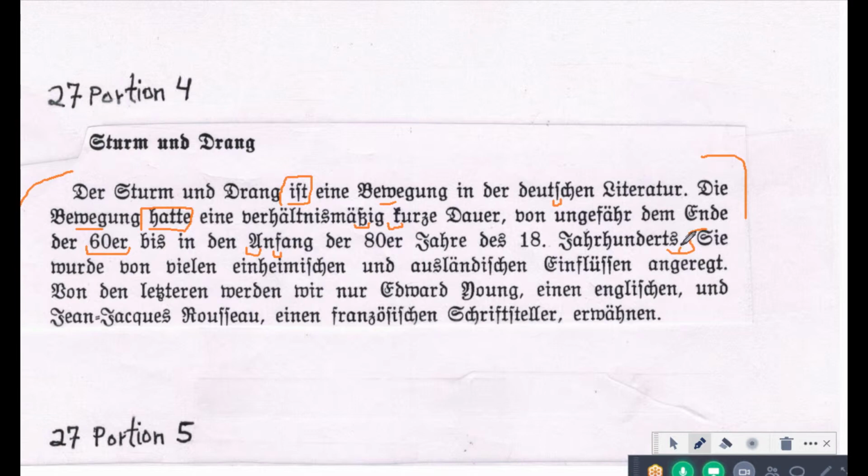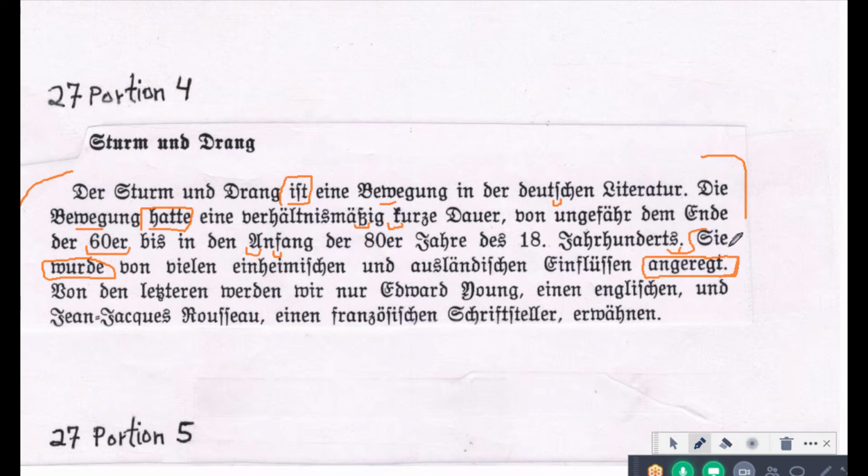Good. Sie wurde von vielen einheimischen und ausländischen Einflüssen angeregt. Where's your verb complex? Okay, this is compound here. It's wurde and angeregt. So anregen means to inspire. Aufregen means to excite. Remember this is a past participle with the GE augment showing the past tense sandwiched between the prefix and the main verb, regen, anregen, to inspire.